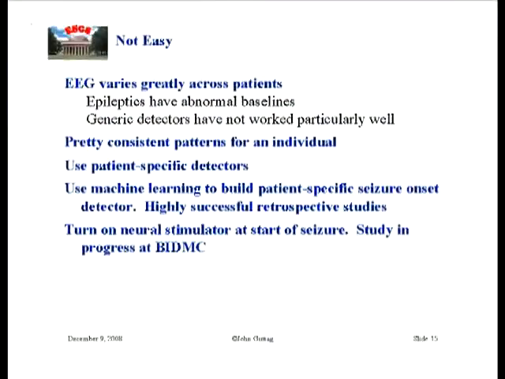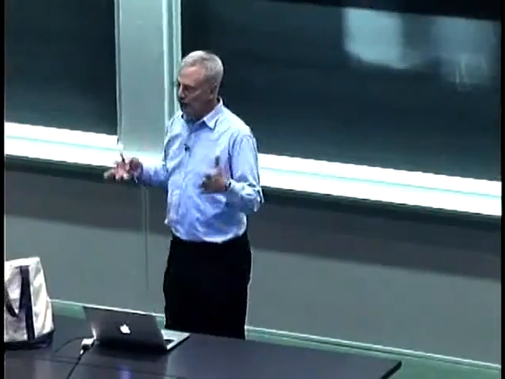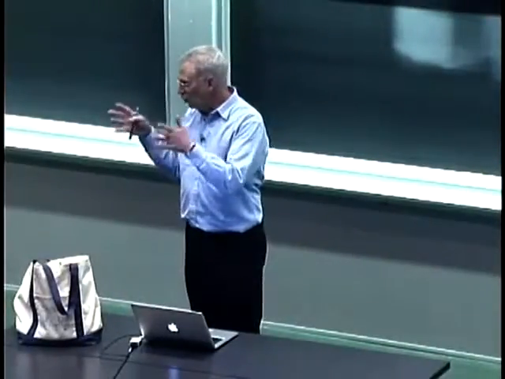The good news is that even though each epileptic's brain signals look different, once you've learned what an individual signal looks like, it's pretty consistent. Both the interictal, between seizure, and the start of the seizure.